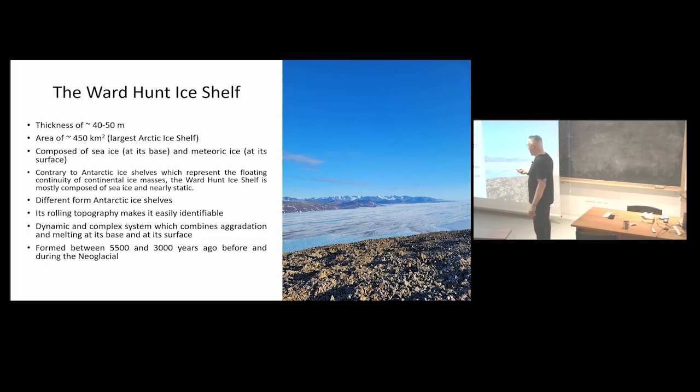And it was formed between 5,500 and 3,000 years ago. This is the period we call the neoglacial. So within the Holocene, we had a colder period, the neoglacial. It's about that period. So you see this in any glacier cores and things like that. You see it in marine cores, etc.